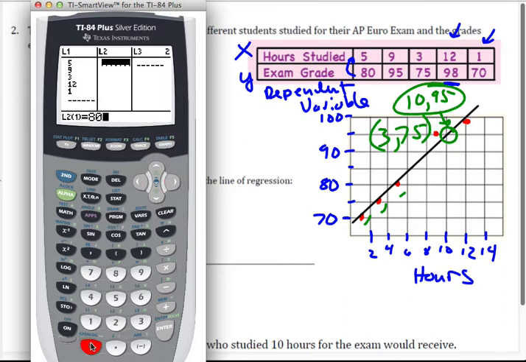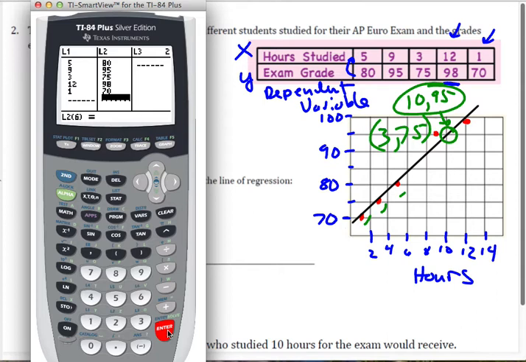That's 80, 95, what do we got? 75, 75 goes with 3, yep. 98 goes with 12, and finally 70 goes with 1. So there's my data. It says L2 6 down here. That just means the 6th piece of data. We only have 5 for each one of them. So now I got my data entered.